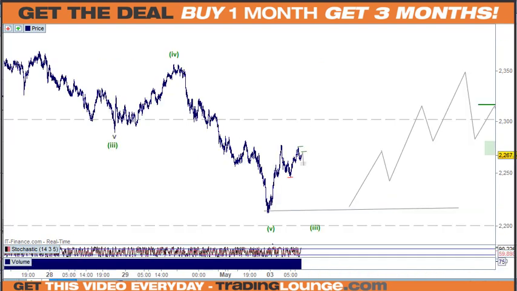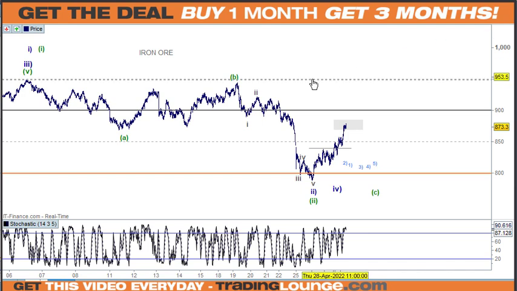But that's silver. And iron ore, this is the Chinese exchange. They have Labor Day in China. Their Labor Day goes for 5 days, which I think is just fantastic.